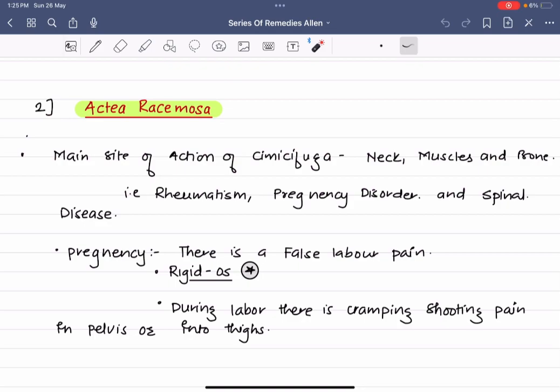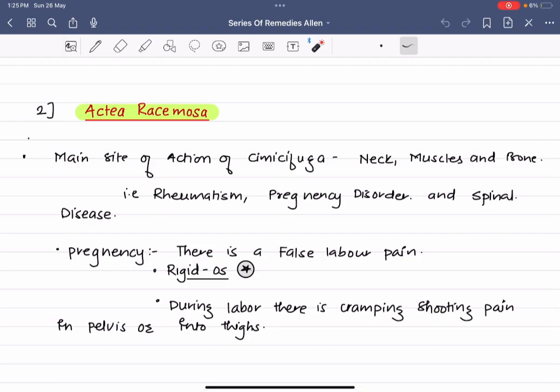Today we are going to discuss one another remedy, which is Actaea racemosa, which is also called Cimicifuga. In some of the books it is given as Actaea racemosa, and in some of the books it is given as Cimicifuga. Generally, the main site of action of Cimicifuga is from the neck muscles to the uterus, rheumatological cases, or even mental cases. So today we are going to discuss rheumatological cases, pregnancy disorders, spinal disorders, and even mental disorders.